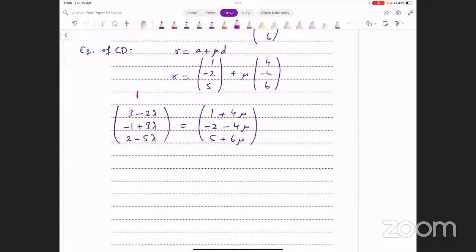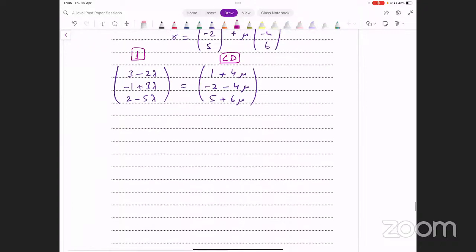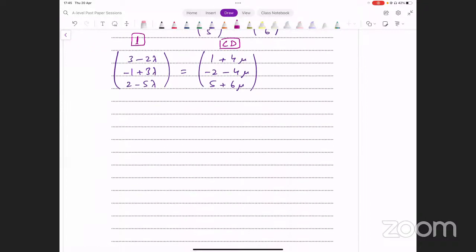One is the equation of the line L. This was the equation of the line L, and the other is the equation of the line CD. हमने क्या किया? हम दोनों को equate कर दिया। अब इनको equate करने से क्या होगा? We got three equations. उनके components को अगर हम equate कर दें, this is equation 1, this is equation 2, this is equation 3. We have three equations. All we have to do is solve two of these three equations simultaneously and see what the values of lambda and mu turn out to be.